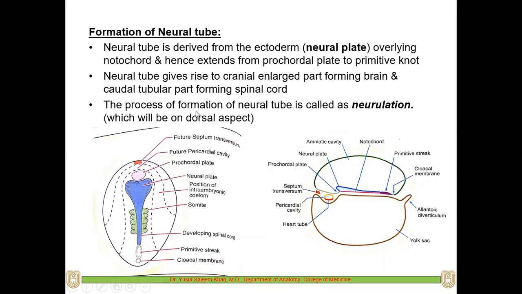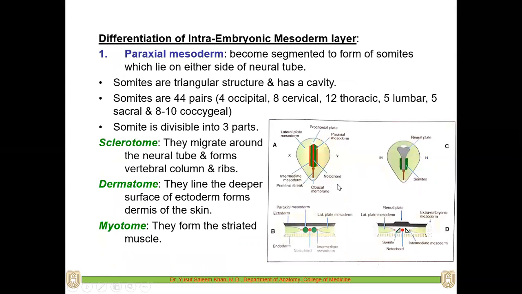Okay, the process of the formation of the neural tube is called neurulation. So this neural tube formation, this is called neurulation, which will be on the dorsal aspect. Dorsal aspect means on the back. As we know, the brain and the spinal cord will be developing from the back, which is from the epiblast cells. Now, differentiation of the intra-embryonic mesoderm.